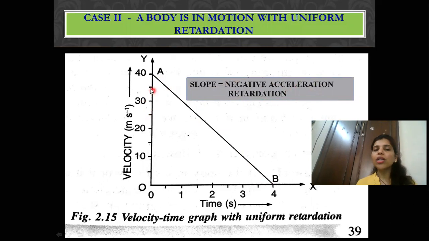Again, as I told you, the slope will give you the value for acceleration. Velocity versus time means the slope, when you're finding the slope, will give you the value for acceleration. So suppose if you're considering 40 as I showed you over here.